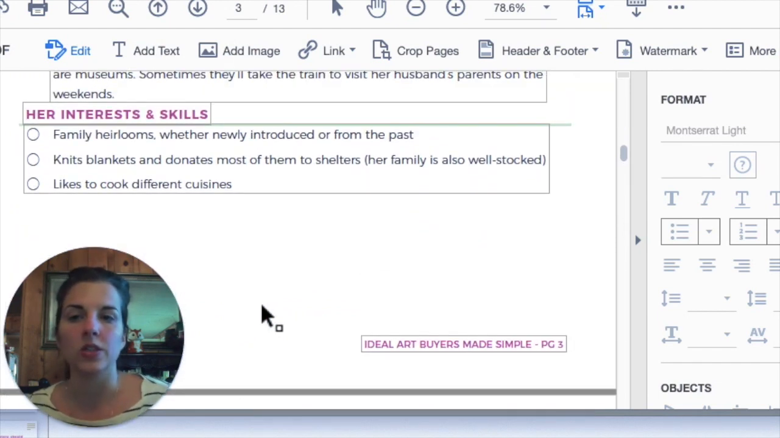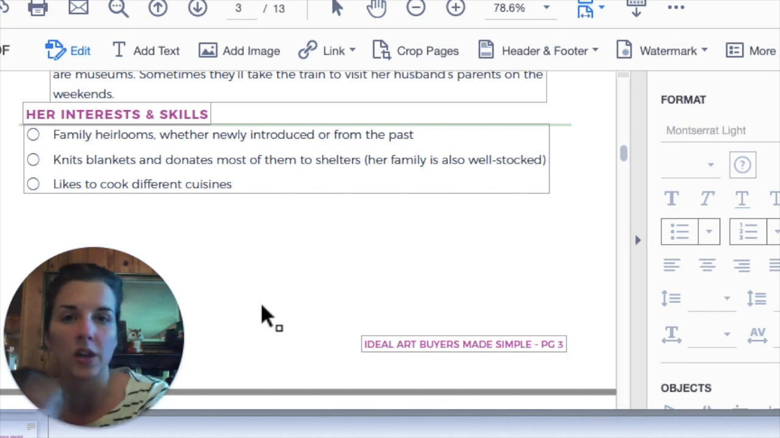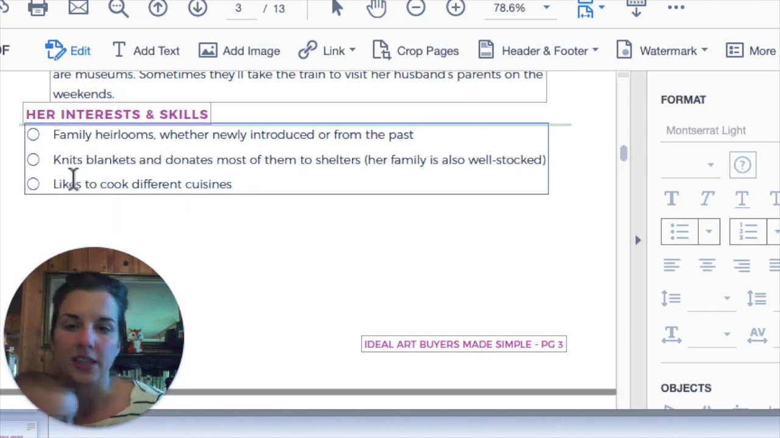She's into family heirlooms. She decorates with them. She doesn't care if they're newly introduced or from the past, but each object in her home has a special meaning. She likes to knit blankets and she donates them to shelters, and her family is also well stocked. She takes care of the people she loves, and she also has a very caring heart and likes to take care of other people as well.